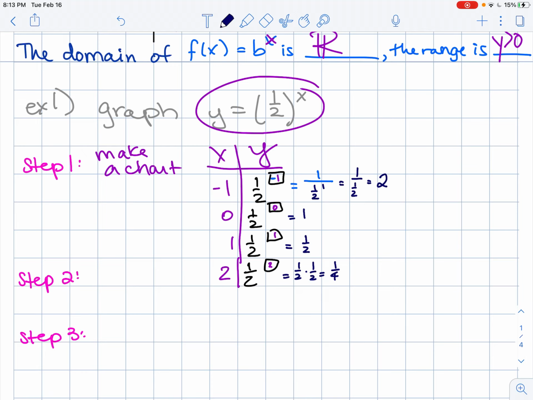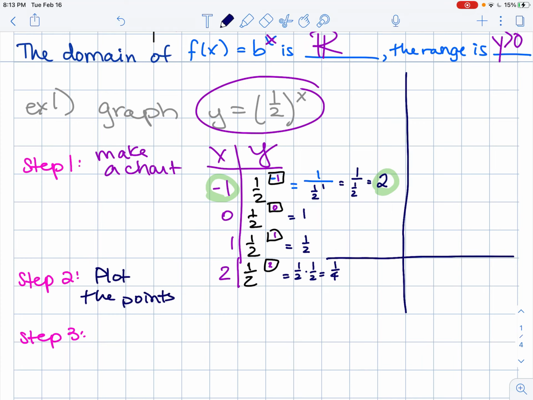So now that we have those values, we're going to plot the points. The first point we're going to plot is -1, 2. And here's my graph. Here's when x is -1, and that point right here is 2. And then we look at 0, 1. So over 0, up 1. And then 1, 1/2. So here's where x equals 1, up 1/2. And then over x equals 2, y is up 1/4, which looks like that.